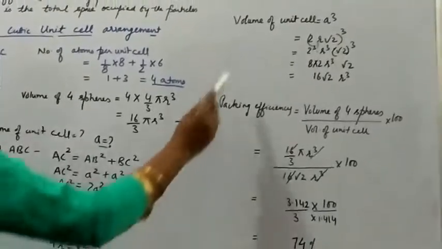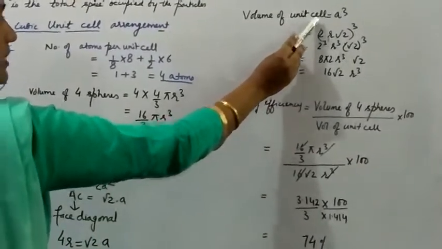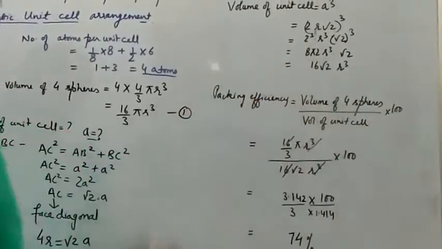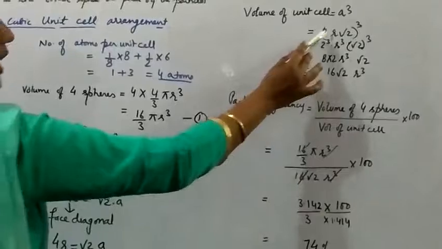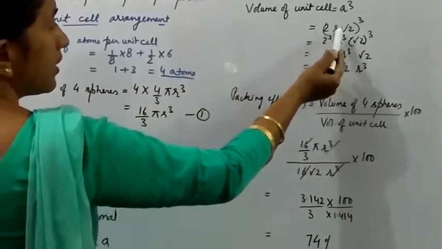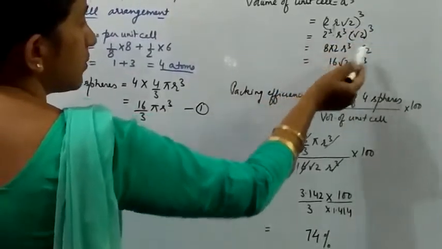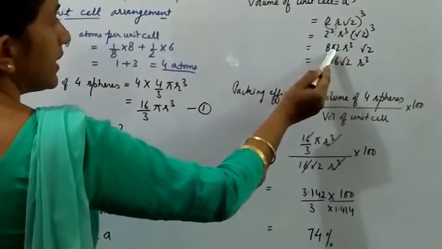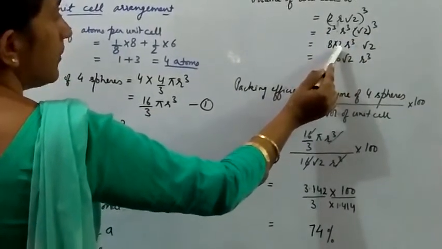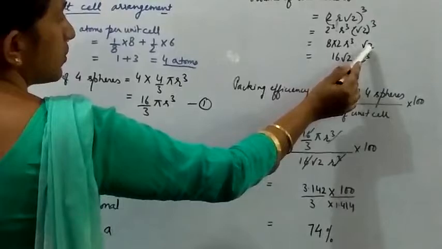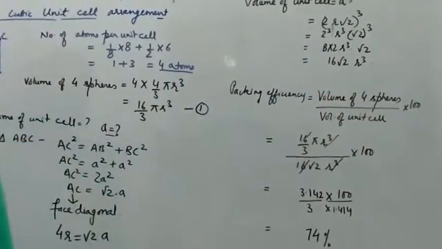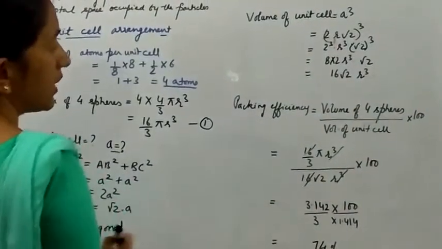Now next we'll find out the volume of unit cell. It is a cube. So a we have just calculated, it is 2R root 2. So 2R root 2 whole cube. So we write here 2 cube, R cube, root 2 cube. So finally it will become 8 into, from here root 2 into root 2 into root 2 will become 2 root 2, R cube. So 8 into 2 is 16 root 2 R cube. So we are getting the volume of unit cell, it is 16 root 2 R cube.